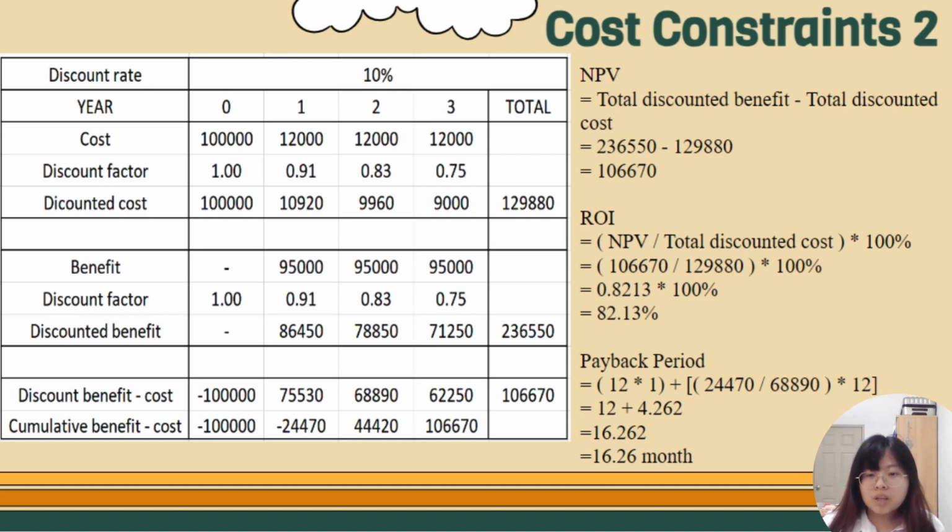According to the formula for calculating NPV, the total discounted benefit minus the total discounted cost is 116,670. In the ROI formula, the value obtained by dividing the NPV by the total undiscounted cost and multiplying it by 100% is 82.13%. The formula for the payback period is the number of years before the last negative cumulative value, plus the negative cumulative value of the last year divided by the positive value of the first year, for the discounted benefit and cost. It takes about 16 months to get the value, multiplying by months.